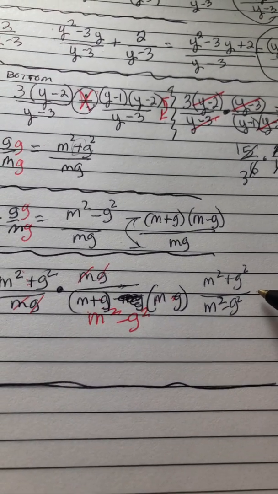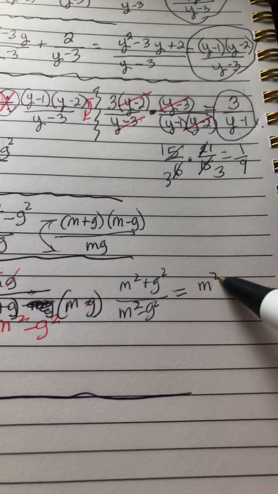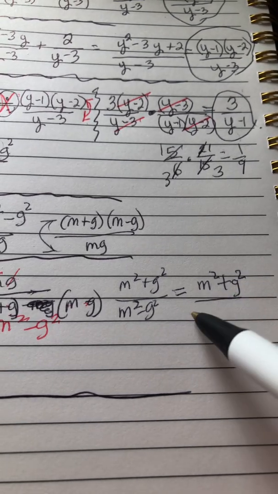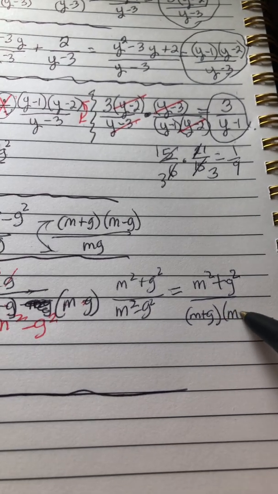If the direction said leave your answer in factored form, we'd have to watch that on the directions, but if it says leave it in factored form, then you would want to write this as m plus g, m minus g on the bottom.